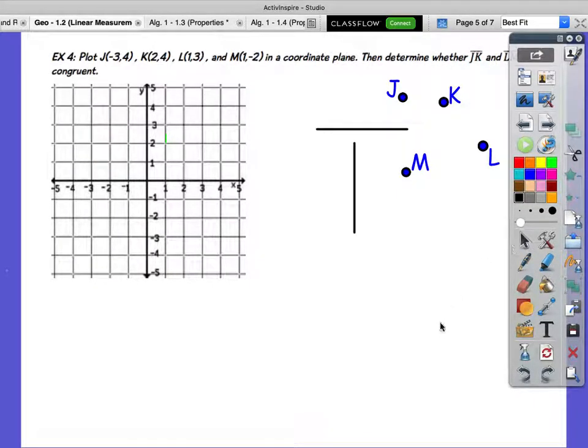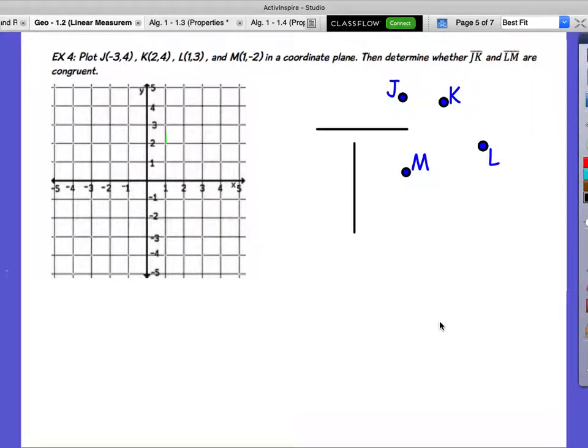So, here, we're supposed to plot these points: J, K, L, and M. So practicing plotting points here, okay? Plotting J, negative 3 comma 4 is what it says. Where would I put point J? Left 3, up 4. The first number is the x coordinate, the left to right. The second number is the y coordinate, up and down, okay? Where would I plot point K? Right 2, up 4, from the origin. Very good. What about L? Boom, okay? And what about M? Right 1, down 2, okay?